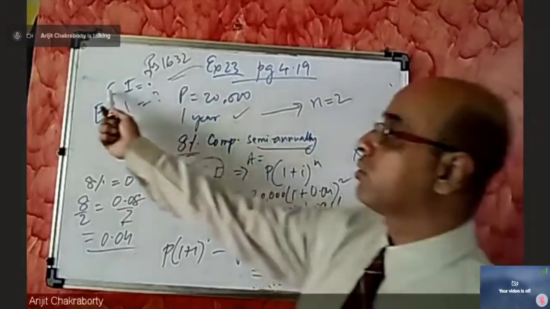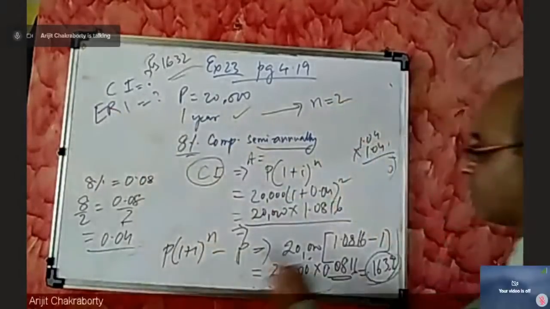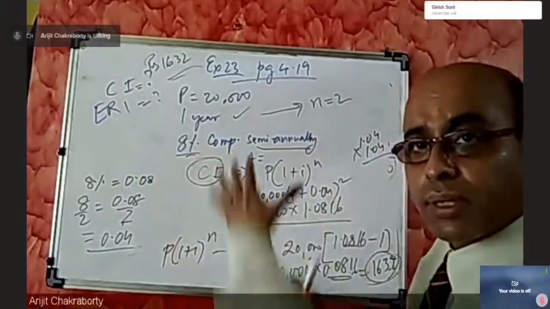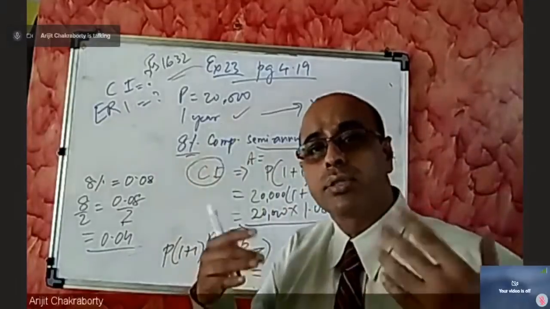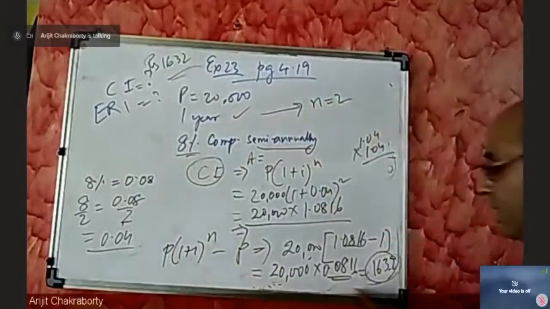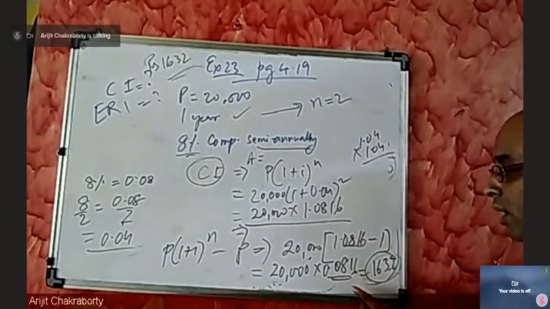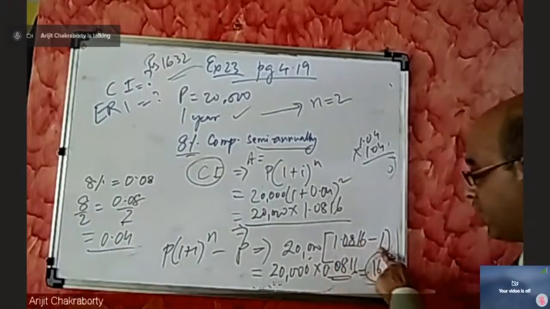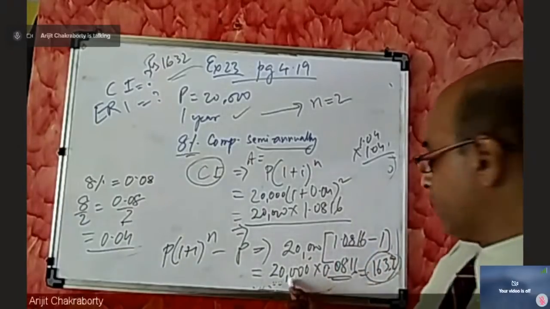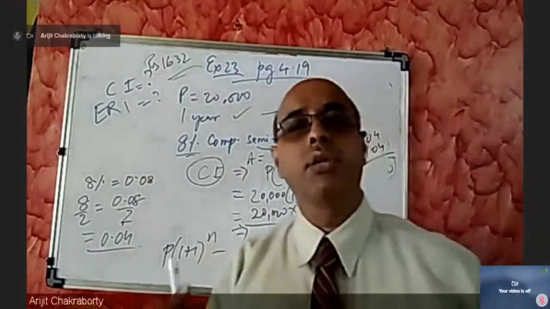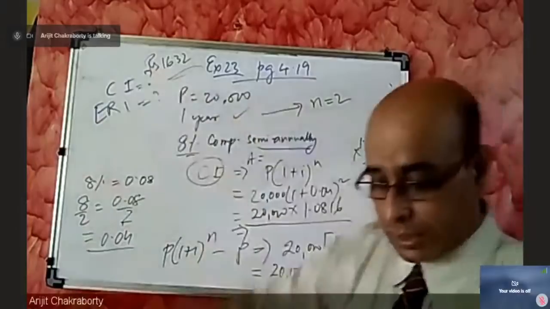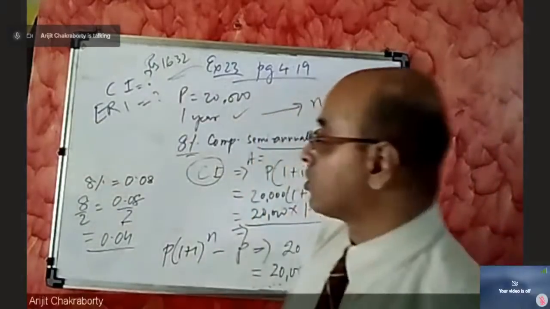But we need to find only the compound interest, so we deduct the principal. I'm just going step by step. You can of course make it a little shorter, but for understanding purpose, let's go step by step. So this is how we achieve the interest of 20,000 into 1.0816 minus 1. That gives you 20,000 into 0.0816, that is 1,632. So the first part is done. Now we go to the second part.